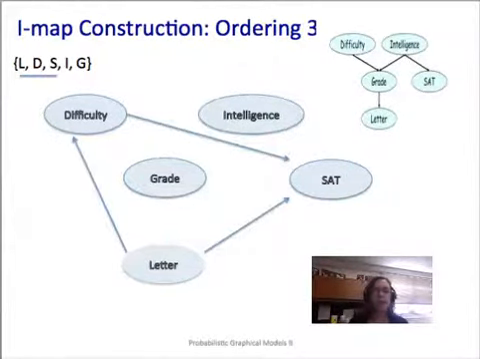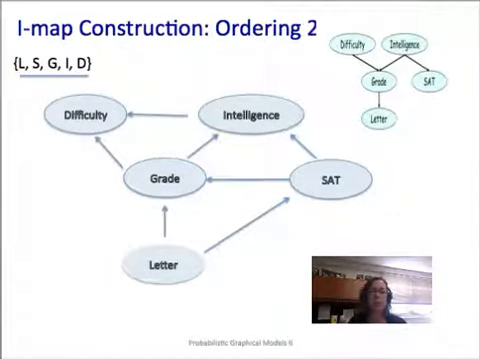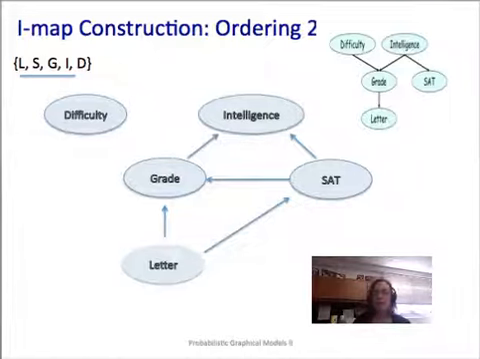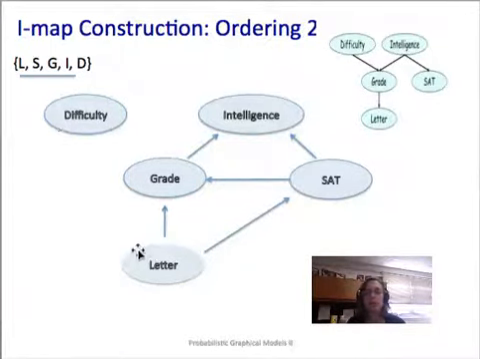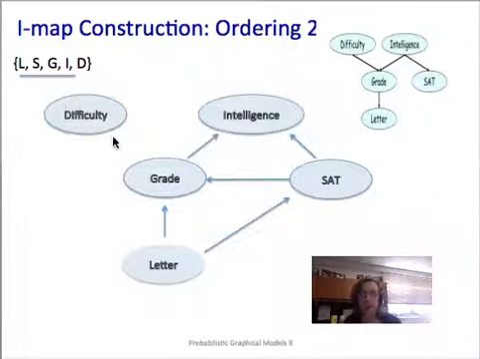Okay, so finally, here we are. We're going to add difficulty into the mix, and when we add difficulty, we have to ask the same questions. Go through each one and ask the question, do we need an arrow? To letter, no. Well, first of all, the obvious one, we need it from grade. From letter, we don't need it because we have that flow of information that way.